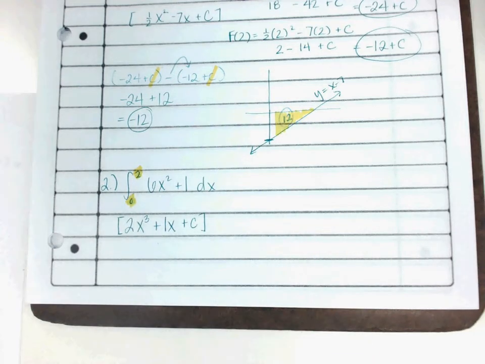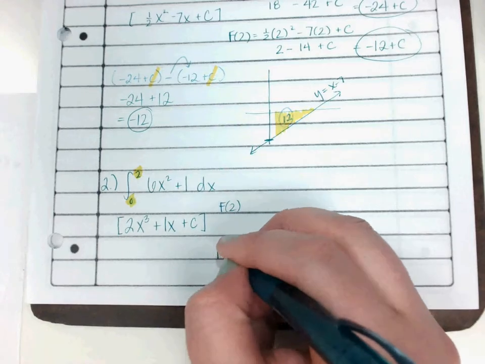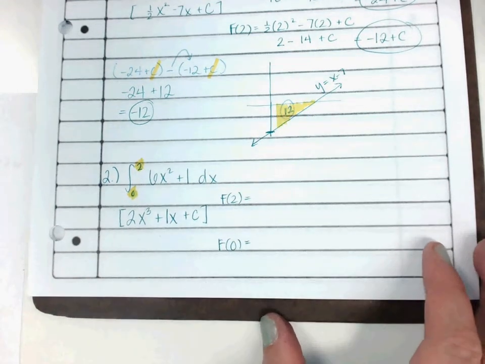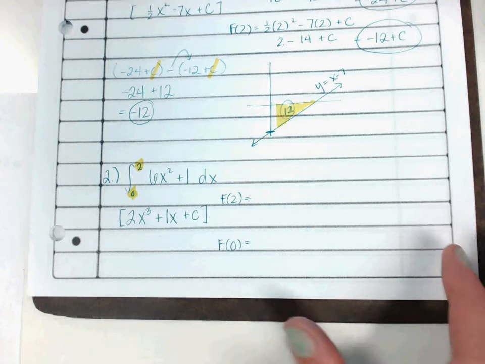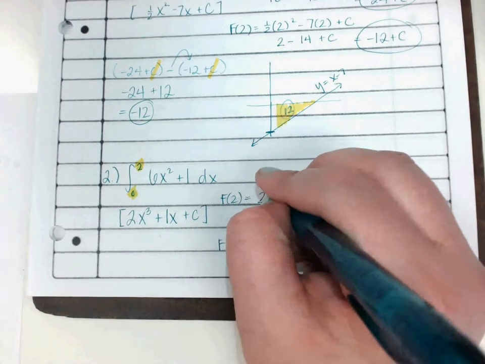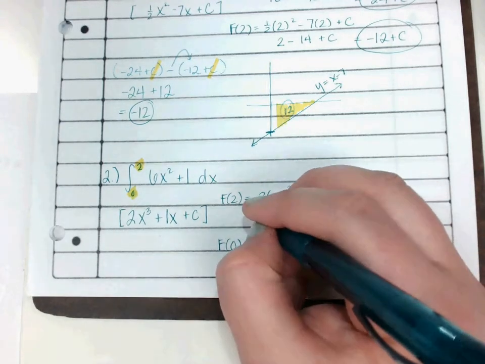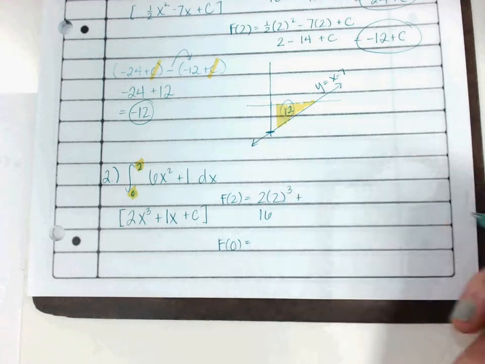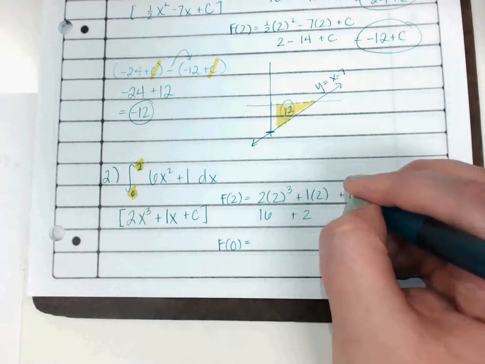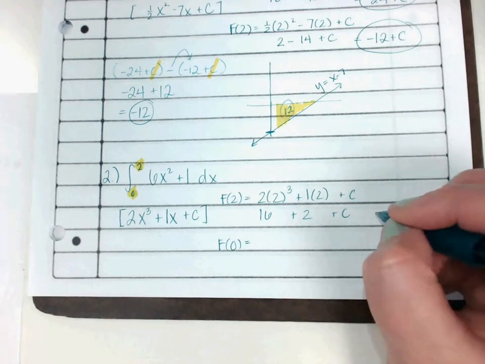That's what those numbers are for. So f of 2, f of 0. It does matter that you keep them in order, because you have to do top minus bottom. Okay? So on top, I'm plugging in a 2. What is 2 times 2 cubed? 2 times 8, which is 16, plus 1 times 2 is a plus 2. Then a plus c. 16 plus 2 is 18 plus c.